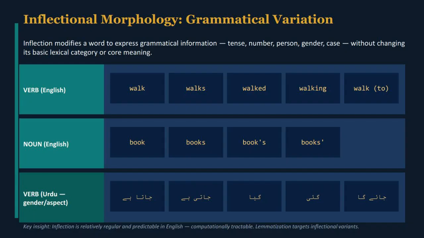Inflectional morphology are inflections that modify a word in terms of grammatical information, tense, number, person, or gender, without changing its basic lexical category or core meaning. For example, walk becomes walks, or walked, or walking, and all these are inflectional variants which are added to this verb. Inflection is relatively regular and predictable in English, which makes it computationally tractable. The main task for a computational system is to identify the base form, the lemma, that underlies all these inflectional variants.